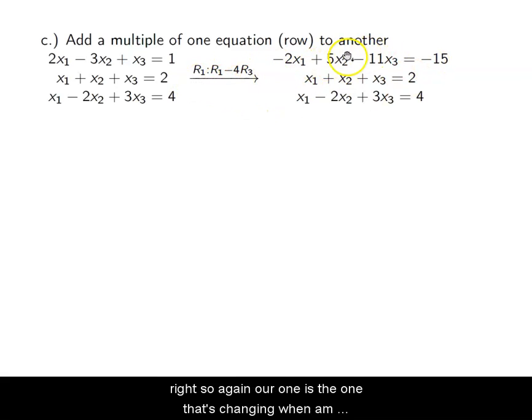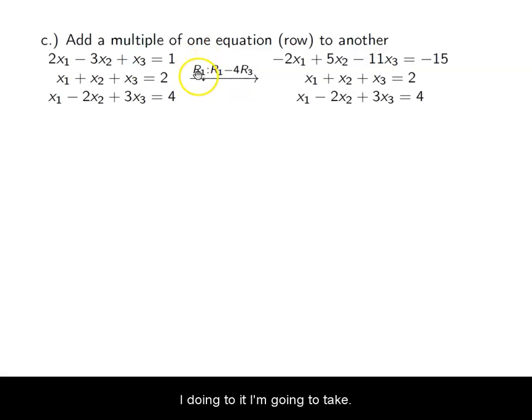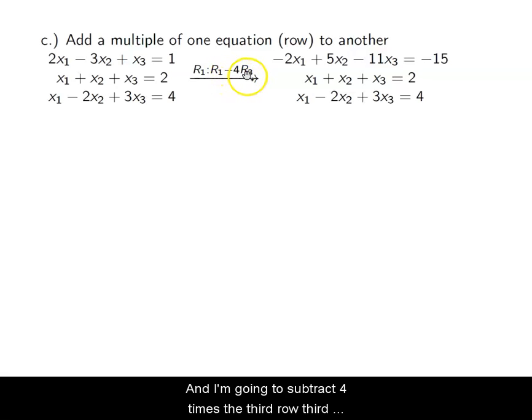And what did I do to get this new equation? Again, R1 is the one that's changing. What am I doing to it? I'm going to take it and subtract 4 times the third row, or third equation, to get it. So generally, when we're talking about the row that we're changing, we say this is the one that I'm going to change, and then I'm going to do this thing to it.